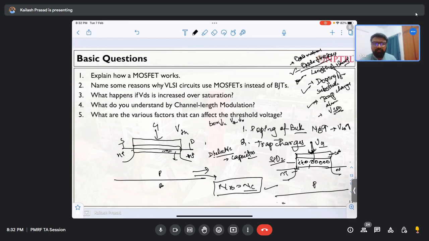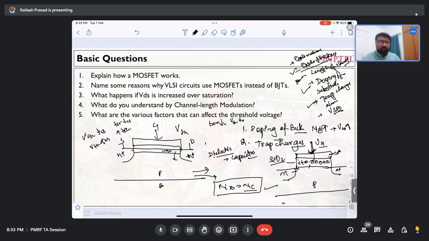So you can have more charge carriers at the same voltage, right? So whatever you are saying is actually correct. If you reduce the oxide thickness, you can apply lesser voltage to get the same number of charge carriers. So VTH reduces with oxide thickness reducing, and VTH increases as you increase the oxide thickness.